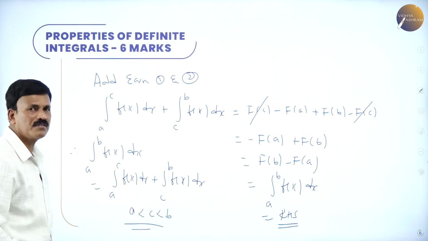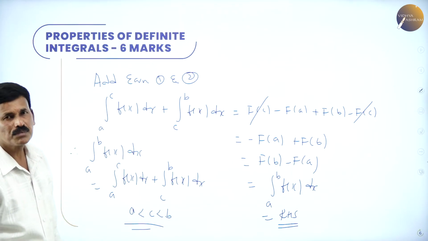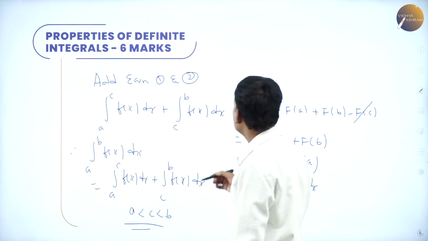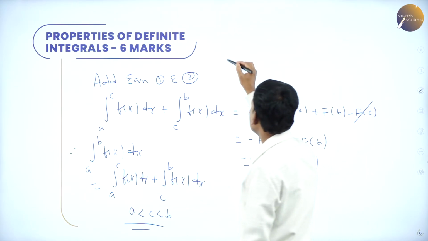This is a very, very important property of a limit. Now let us consider some examples for this.